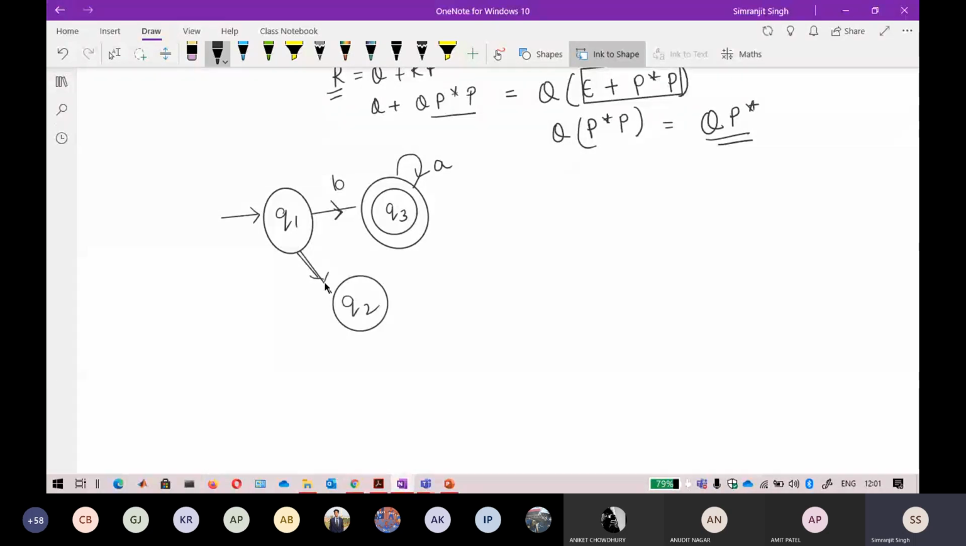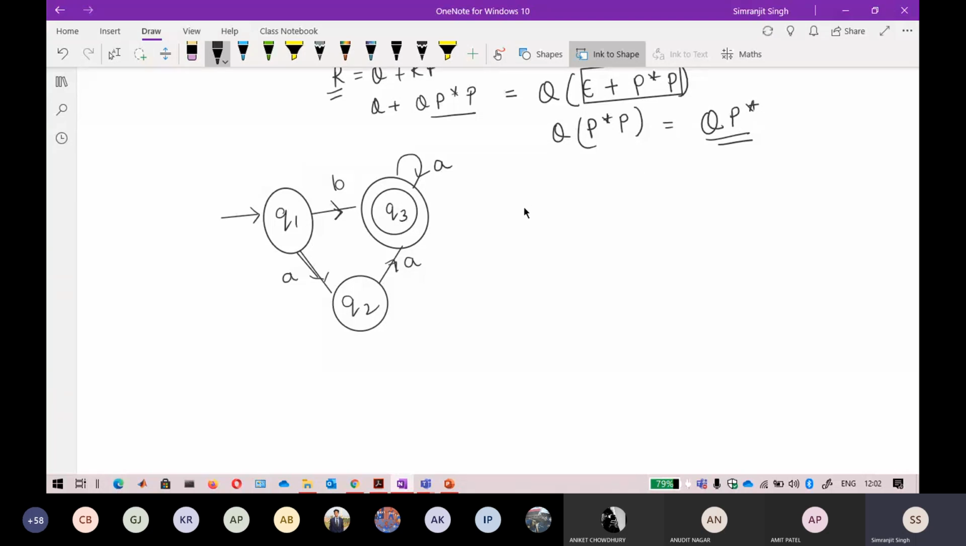Q2, there is a here. Okay, so there is a here. Now keep in mind that there should be only one final state. Okay, so only one final state. Now see the final state. Now it is just a matter of equations.